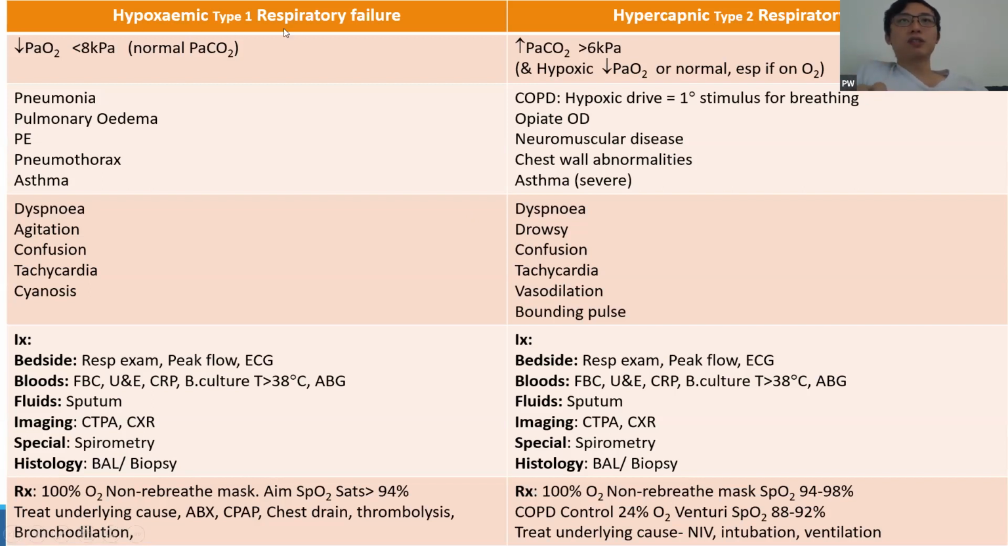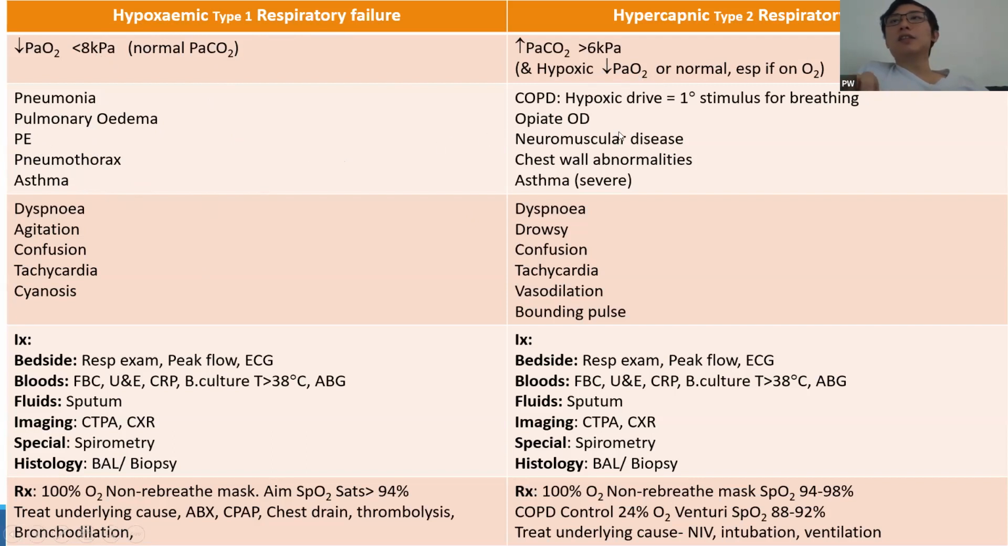So there's hypoxic, type 1 respiratory failure, where your oxygen's less than 8 but you've got a normal CO2, and type 2 respiratory failure, where your CO2 is greater than 6 and you're hypoxic as well, so your oxygen's less than 8. We've got some categories of them. So you've basically got your pneumonias, pulmonary edemas, pulmonary embolisms, pneumothoraxes, and asthma, which cause type 1 failure.